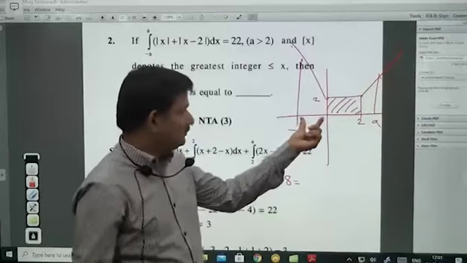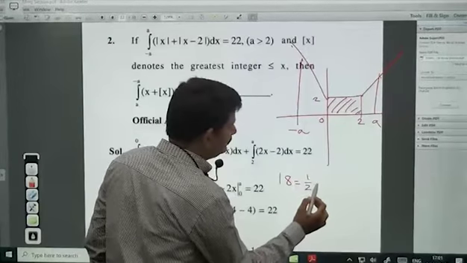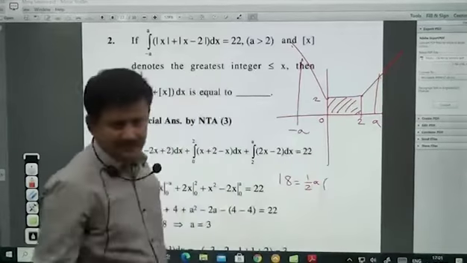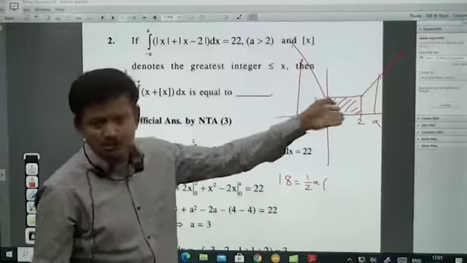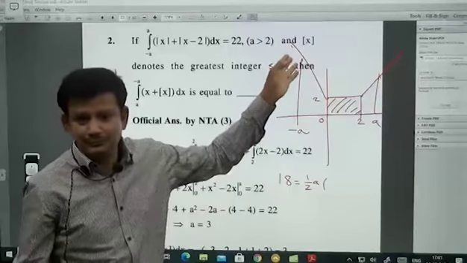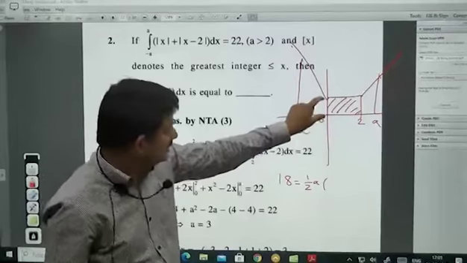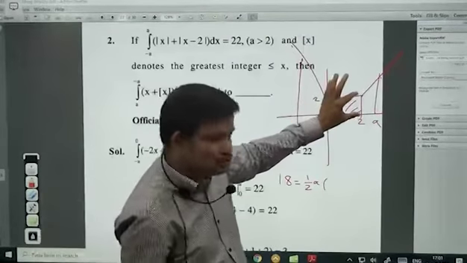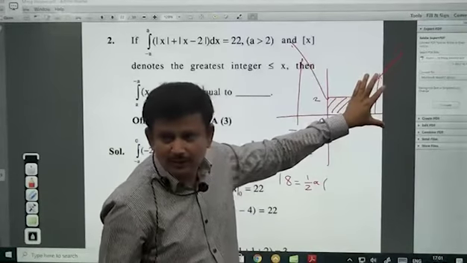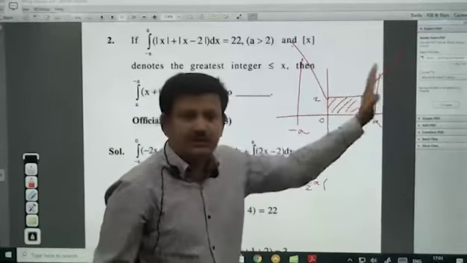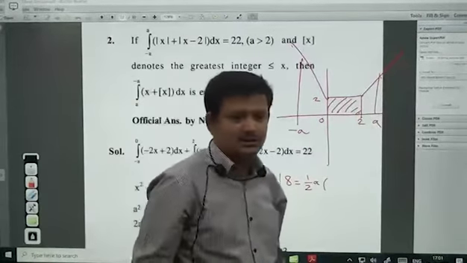What is this trapezium? Length is A, half A into sum of the opposite sides. At A, how much will this be? This line is 2 minus 2a. Okay, this length is A. This length is 2. This length is 2a minus 2. Same length, even function. Okay, this width is a minus 2.